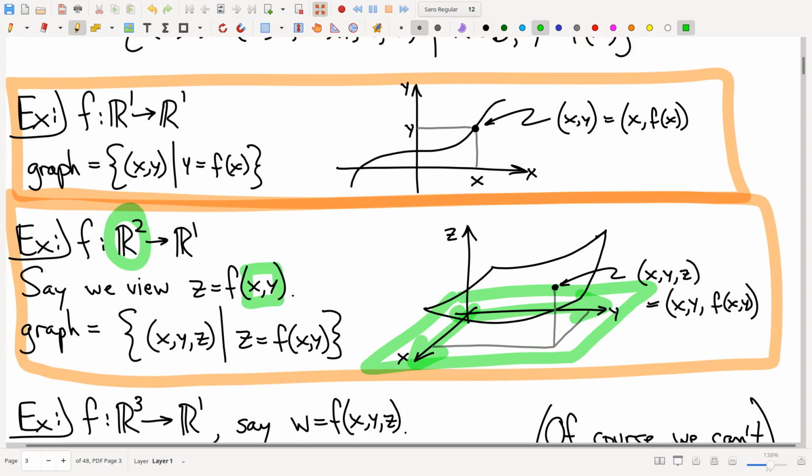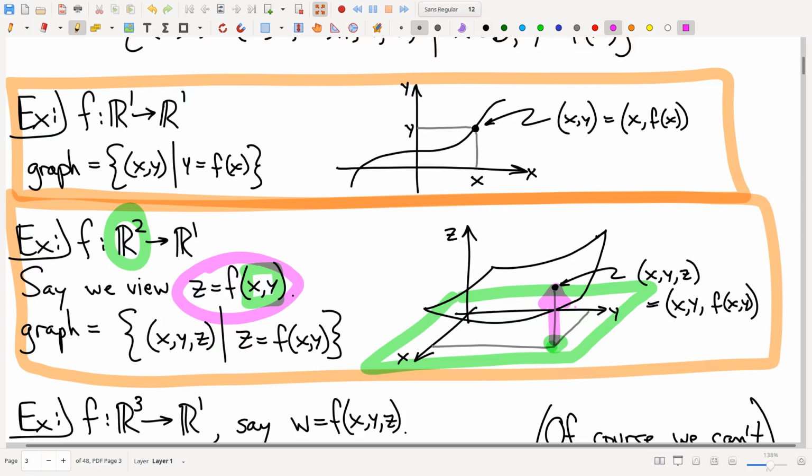So, you can think of a function as taking a point in the domain, like so, and the formula for the function tells you how much to push up to get to a point on the graph. Right, so this is a nice way to think about it. The function is just telling you how much to push up from the xy plane.